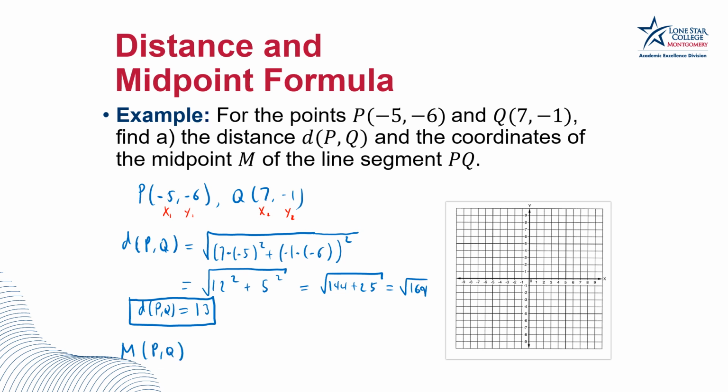Now to find the midpoint of PQ, we use the formula x1 plus x2 over 2, that's the x coordinate, and y1 plus y2 over 2 is the y coordinate. So it would be -5 plus 7 over 2 and -6 plus -1 over 2. So that gives us -5 plus 7 is 2 divided by 2 is 1, and then -6 minus 1 is -7 over 2. So that would be our midpoint.